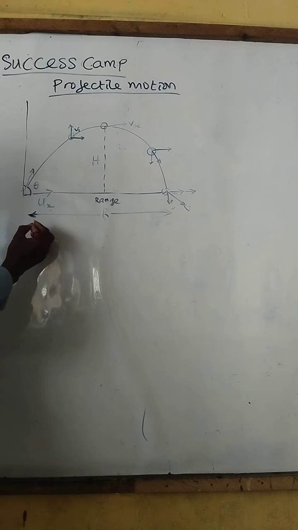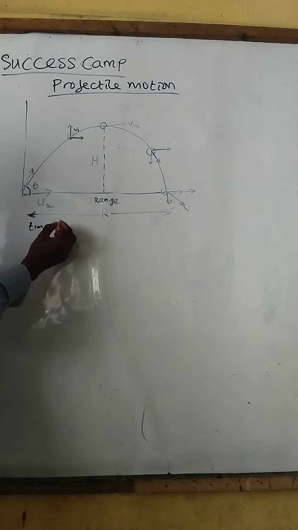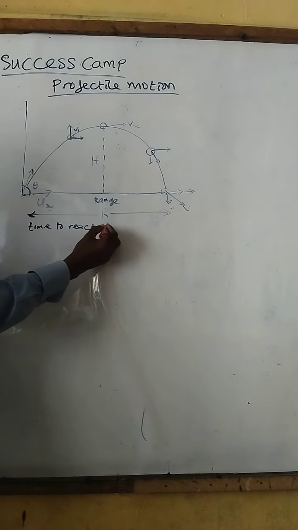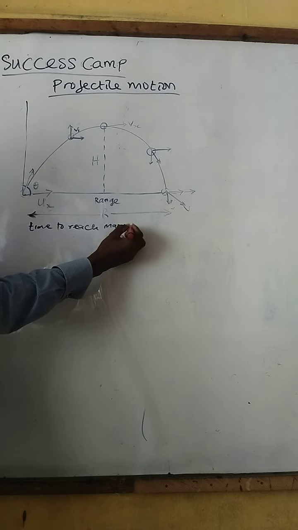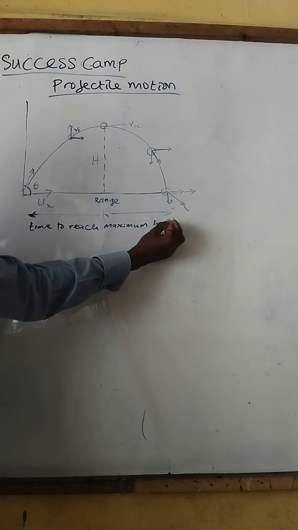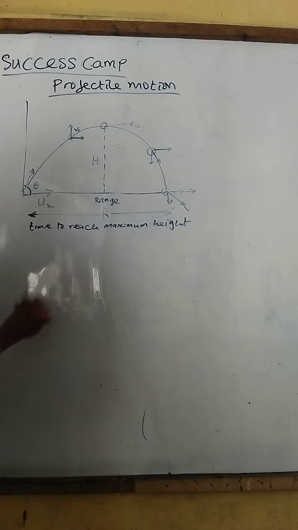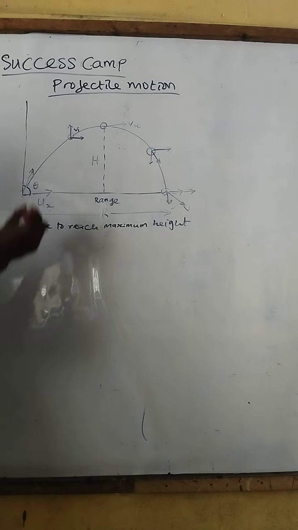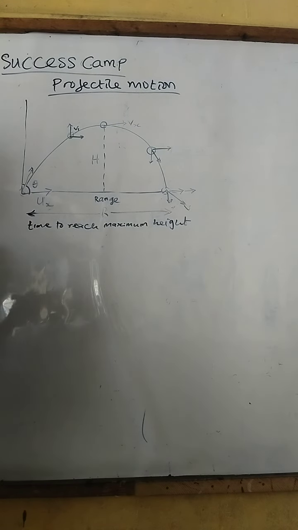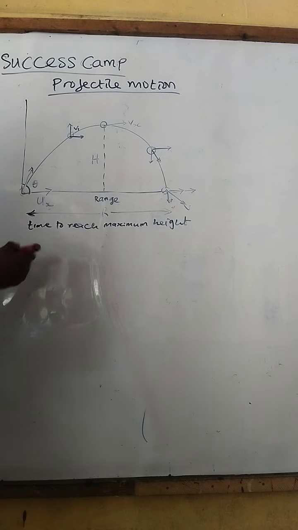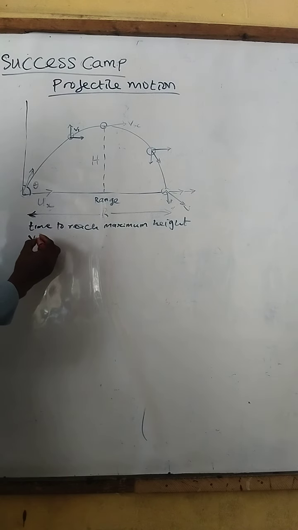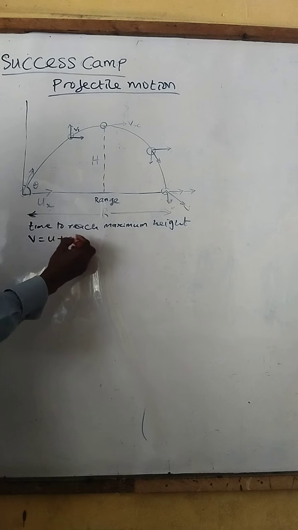Time to reach maximum height. For the time to reach maximum height, we'll be needing the help of our knowledge from how to derive the equations of motion, straight line motion, linear motion. So which is the first one, which is v equals u plus at.